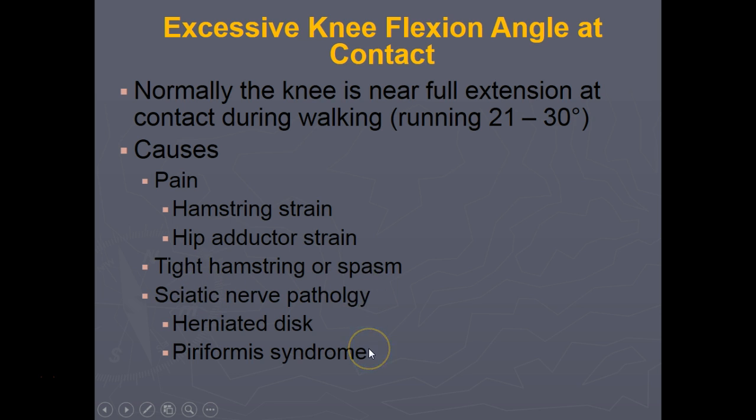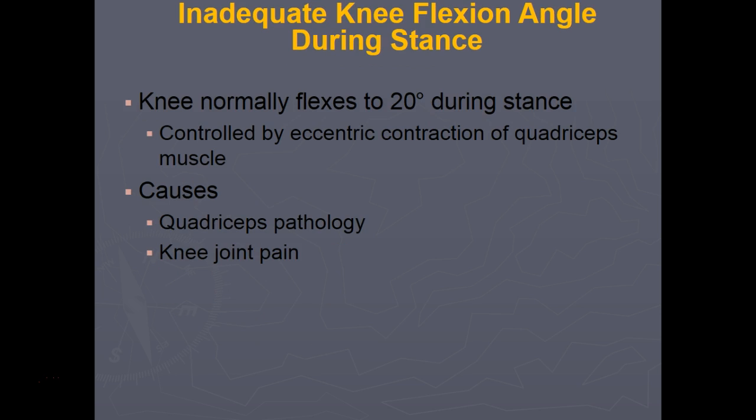That could be piriformis syndrome or a herniated disc that's pressing on the sciatic nerve. The reason you have more knee flexion than you normally would is because knee flexion takes the stress or the strain off of the sciatic nerve, and it doesn't exacerbate the signs and symptoms. So those are just things to look for as you are assessing gait.